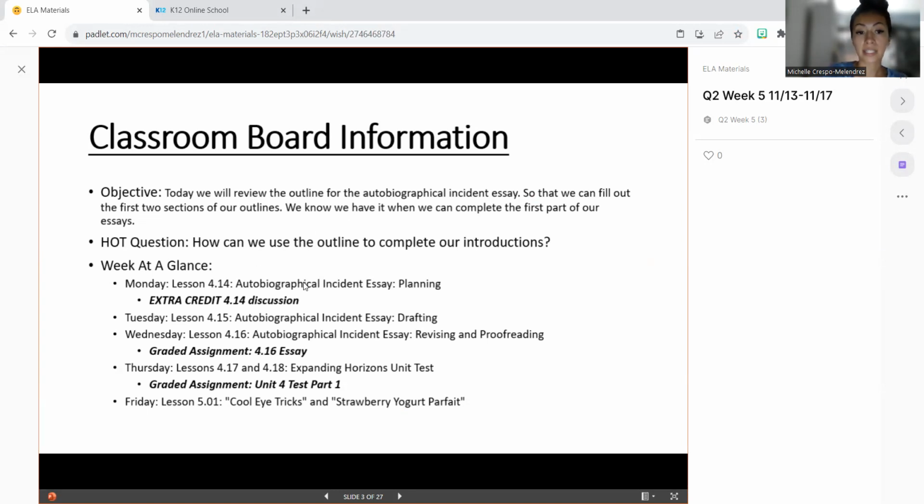Your week at a glance, today we'll do sections 1 and 2 of the outline. You have the option for extra credit. Tomorrow we'll do section 3. Wednesday we'll do the last section, section 4. It will be due on Wednesday. For those who have extended time, you can submit it Thursday or Friday, depending on your needs. For the rest of you, it is due on Wednesday by midnight.